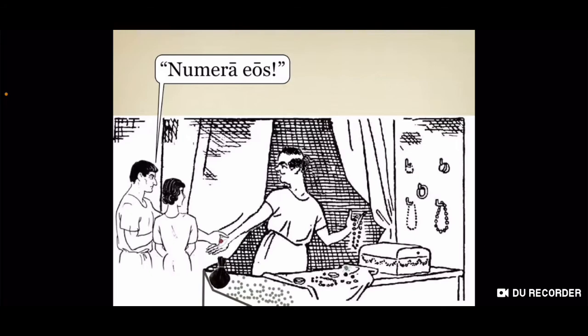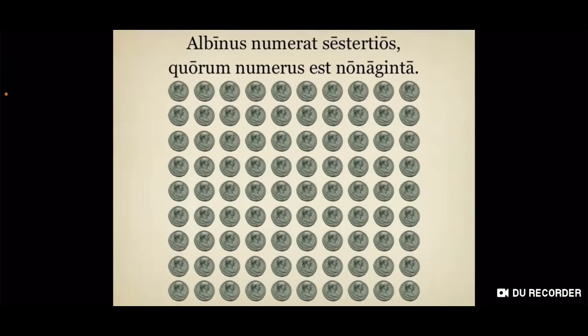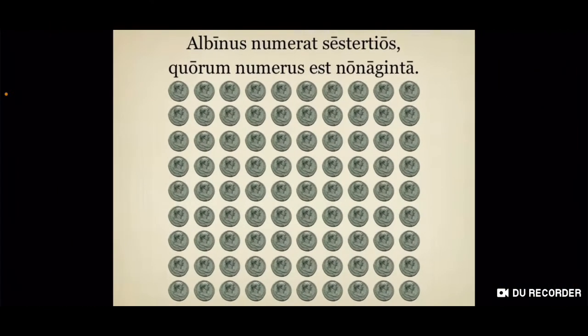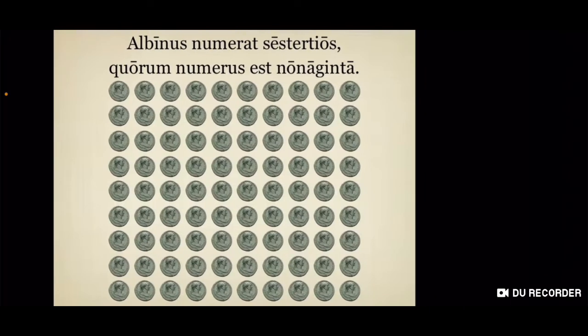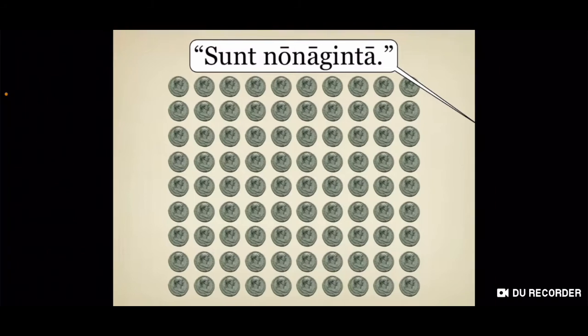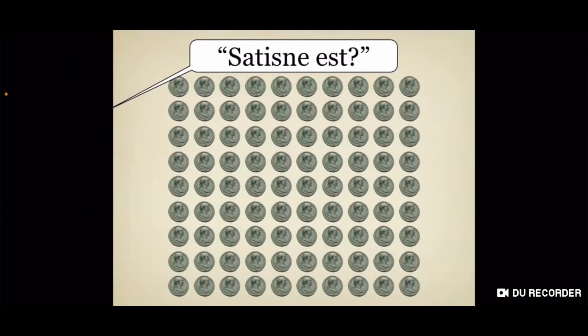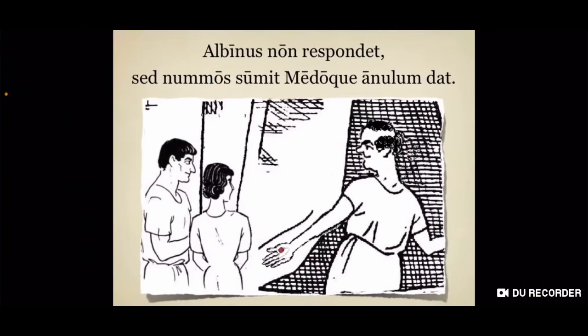Numera eos, count them. Albinus numerat sestertios, quorum numerus est non negenta. Albinus counts the sestertii, which is 90, which he counts 90. Sunt non negenta, bizarre 90. Satisne est, says Medus. Is that enough? Albinus doesn't respond, but picks up the coins and gives Medus the ring.